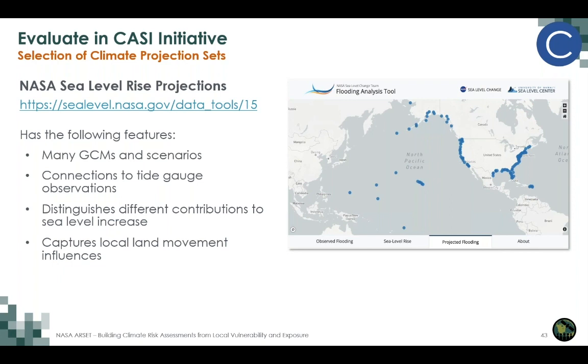The tool actually allows us to distinguish between contributions to sea level rise, including from different ice sheets and local land subsidence and elevation changes that could come from things like groundwater extraction, oil extraction, and even rebounds of the land surface from the last ice age compressions.